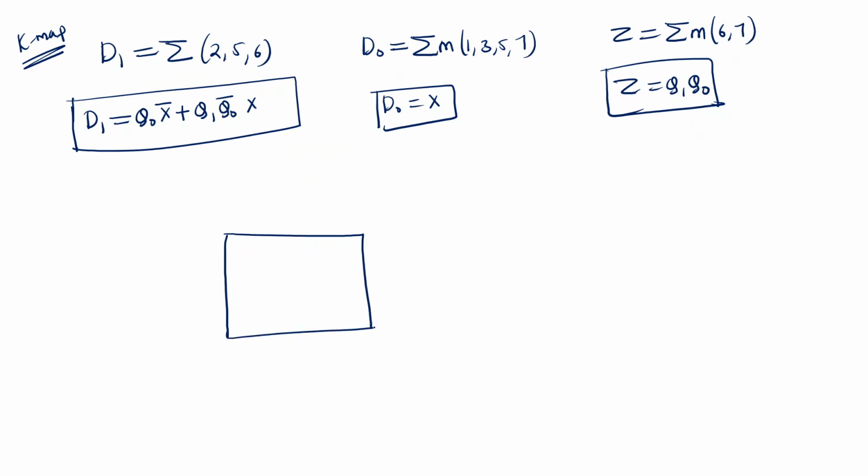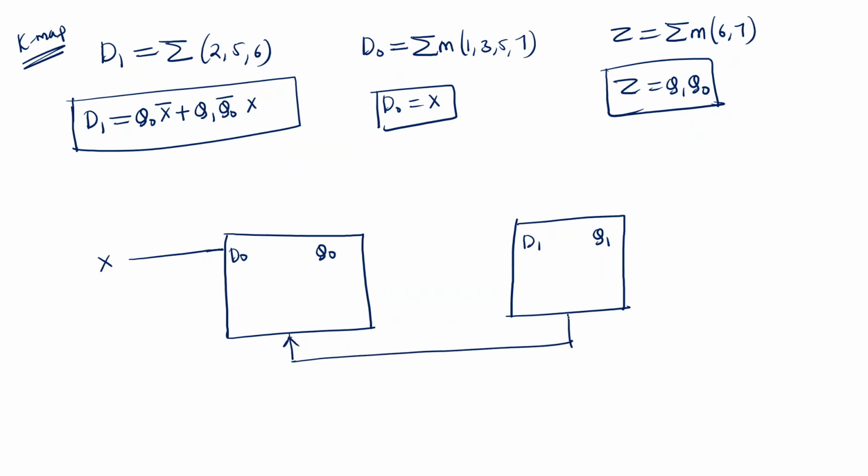Moore machine overlapping for 101 sequence. So this is D naught, Q naught, D1, Q1. Here D naught equal to X directly. And common clock for two flops. This is a synchronous sequential circuit. Clock is common for two flip flops. So D1 equal to what? X bar.